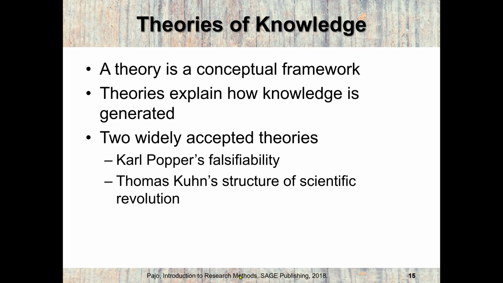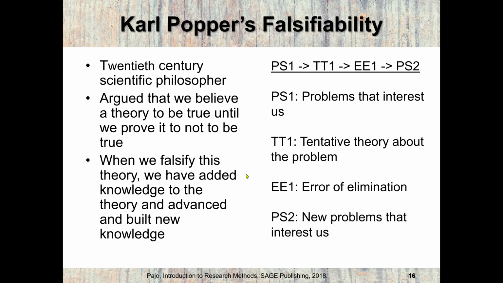So again, we may go to the two accepted theories. We start with Karl Popper's falsifiability. He was a 20th century scientific philosopher, and he argued that we believe a theory to be true until we prove it not to be true. Now, when we falsify a theory, that will amplify our knowledge of the theory and advance and build new knowledge.